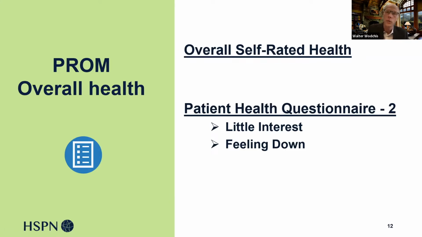And it has 2 items related to little interest in activities and feeling down or depressed. It's a very validated screening tool for depression. And we use it here just as it has also been used as an outcome measure in a number of studies. Okay, so that's going to be the measures that we're talking about in terms of PROMs today.